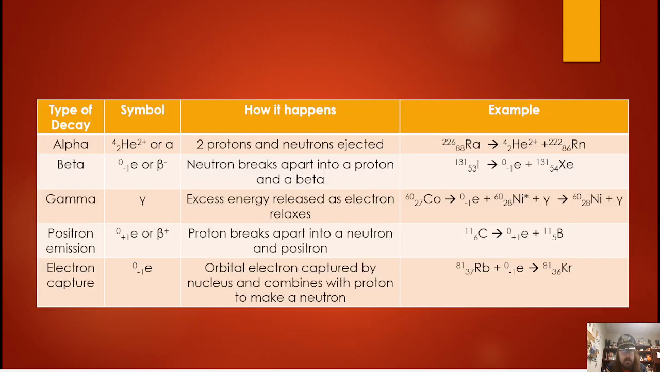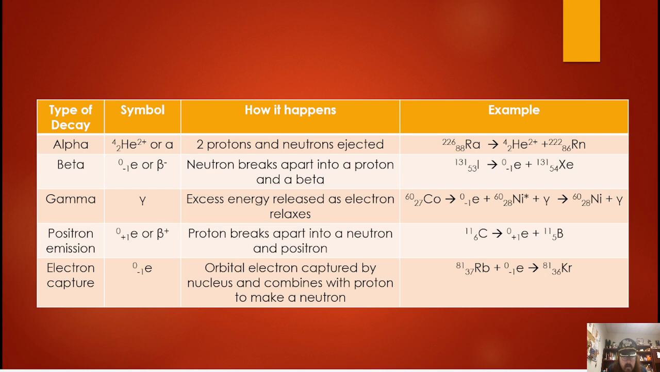So, in general, here's a quick summary. Alpha is helium 2 plus, essentially. 2 protons and 2 neutrons are ejected. Example, radium undergoes alpha decay to produce radon-222. So it's lost 4 mass units, but 2 protons, and so it moves 2 elements to the left on the periodic table.